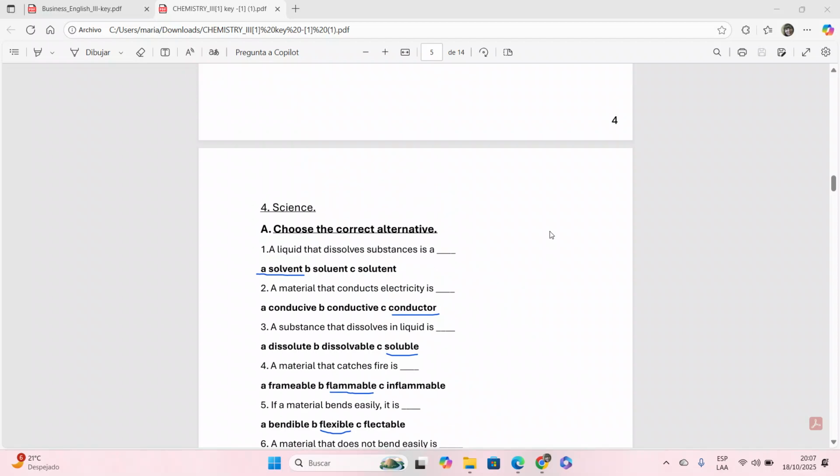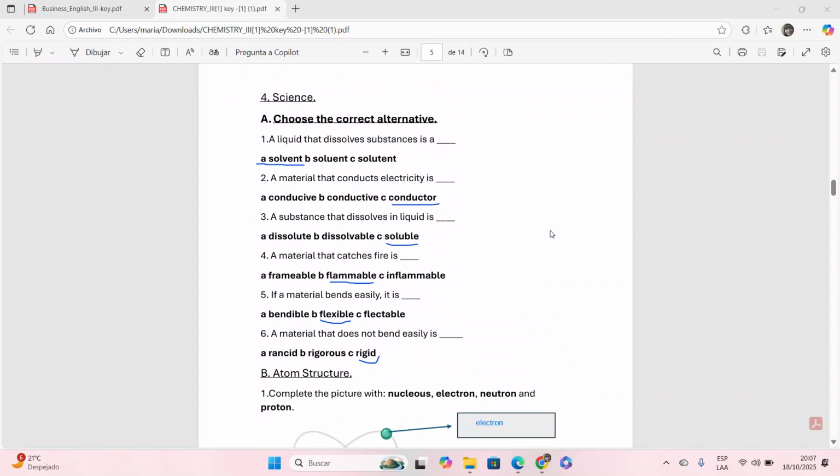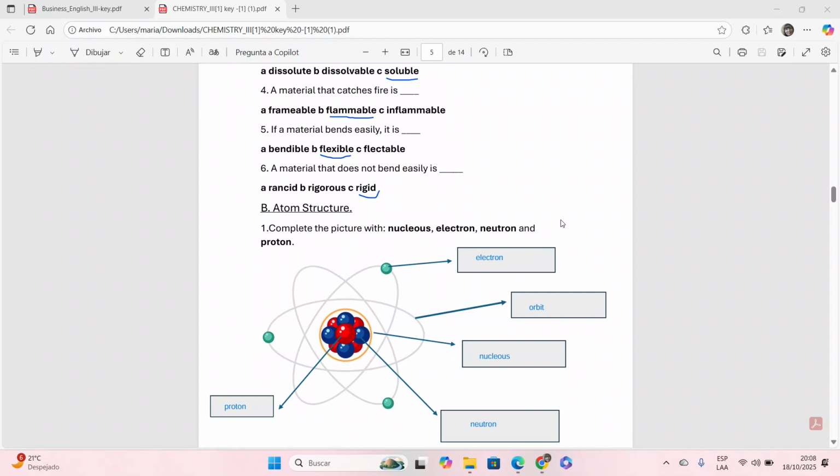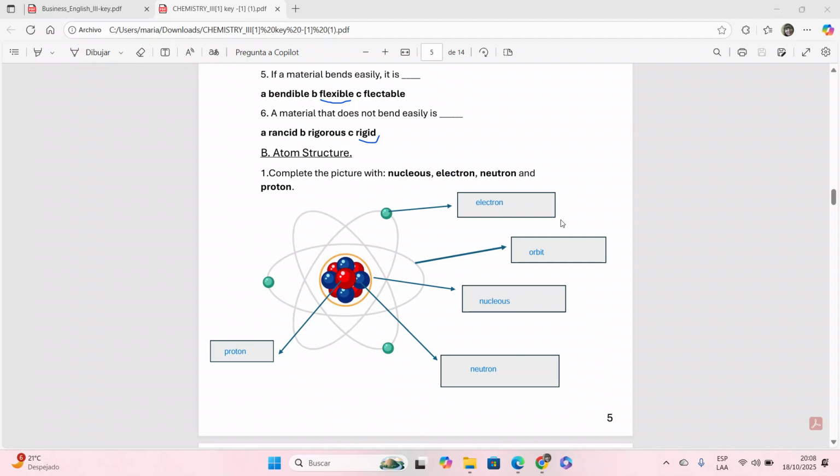4. Science. Choose the correct alternative. 1. A liquid that dissolves substances is a solvent. 2. A material that conducts electricity is a conductor. 3. A substance that dissolves in liquid is soluble. 4. A material that catches fire is flammable. 5. If a material bends easily, it is flexible. 6. A material that does not bend easily is rigid.